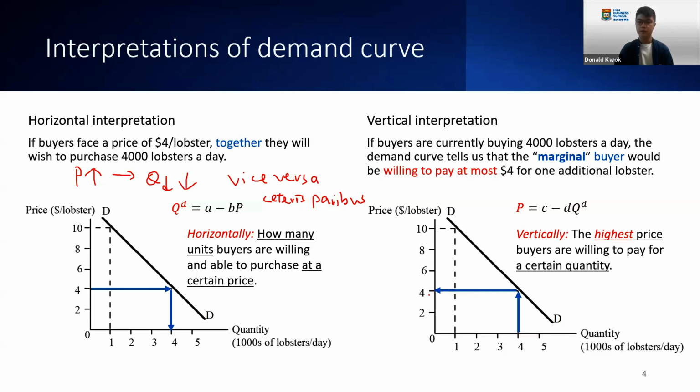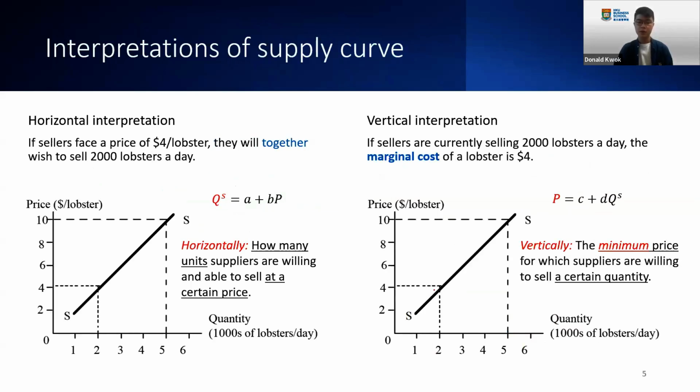We also have something similar on the supply side, the horizontal interpretation of the supply curve first. Again, you're given a particular price and you wish to find the corresponding quantity as suggested by the supply curve. So this would be the horizontal interpretation of the supply. What you are trying to find out is the number of units that producers are willing and able to sell at this particular price. So at the price of $4, the corresponding quantity is 2,000 lobsters. This means that the quantity supplied would be 2,000 lobsters.